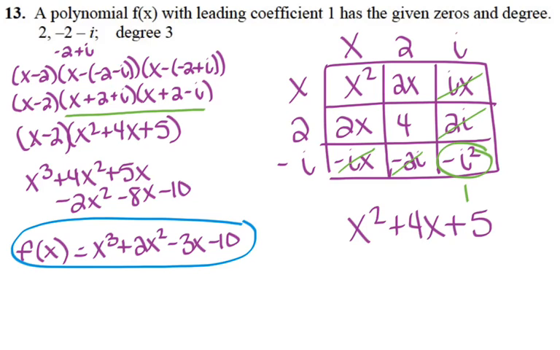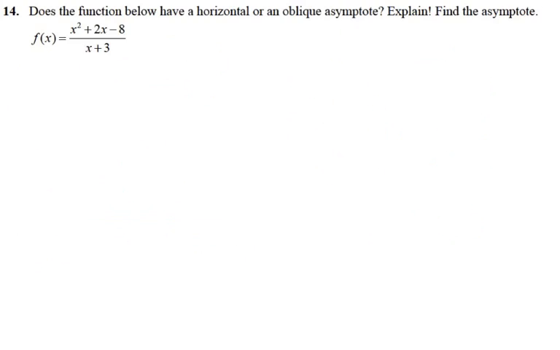Alright, now moving on to rational functions. So number 14, does the function below have a horizontal or an oblique asymptote? Explain, and then find the asymptote. So anytime you're looking for horizontal asymptotes, you're always comparing the degree. So if you look at your numerator, my degree is a 2. And if you look at your denominator, my degree is a 1.